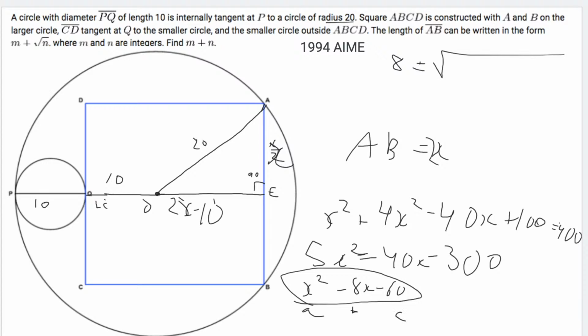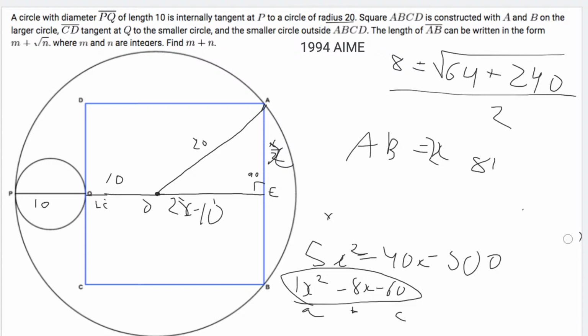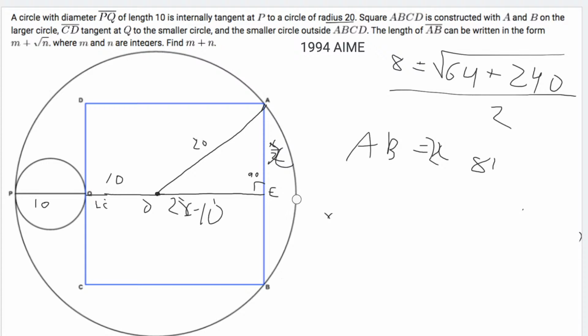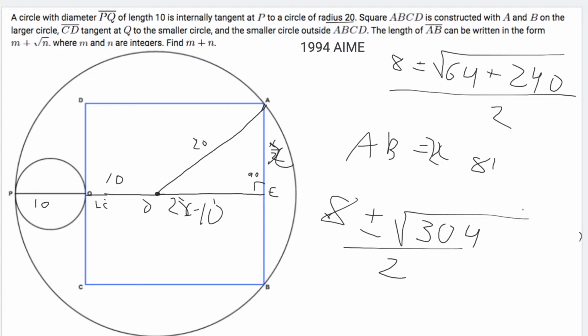So negative b plus minus square root of b squared, so 64. Negative 8 squared is just 64. Minus 4ac, the minus signs become plus 240, divided by 2a. 2 times 1, the coefficient is just 1. So 8 plus minus square root of 304, over 2.